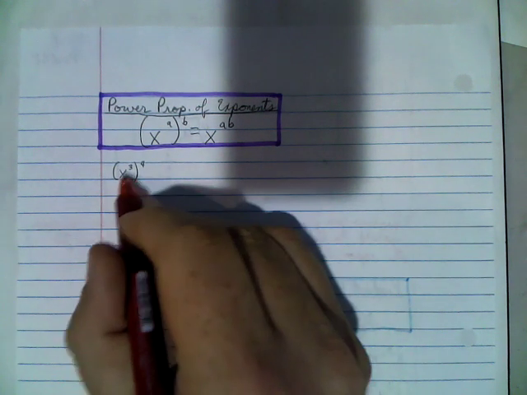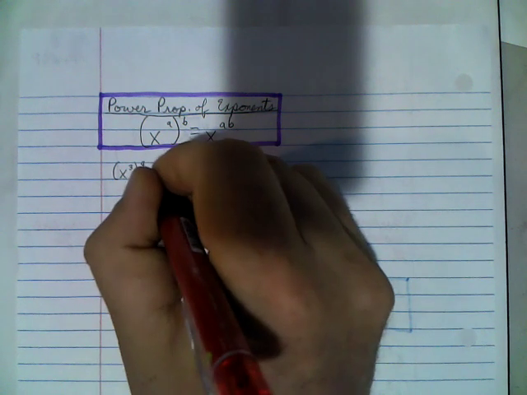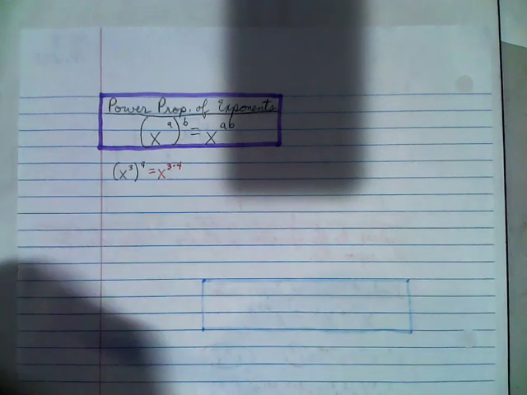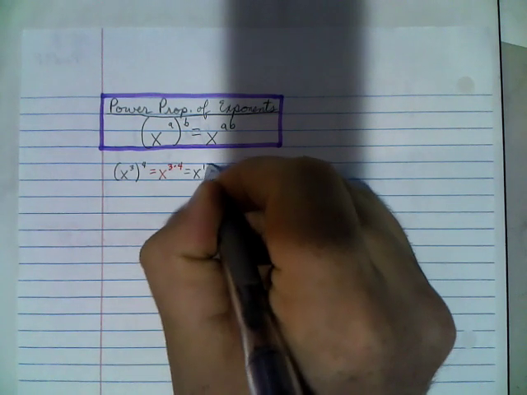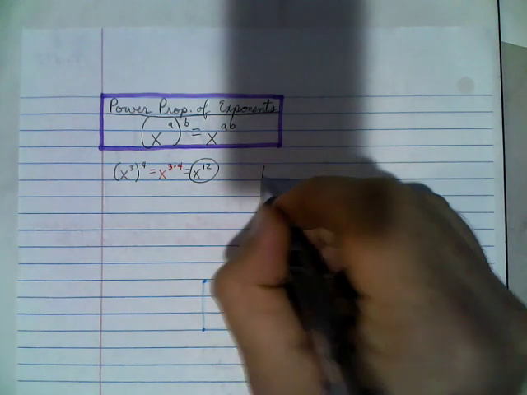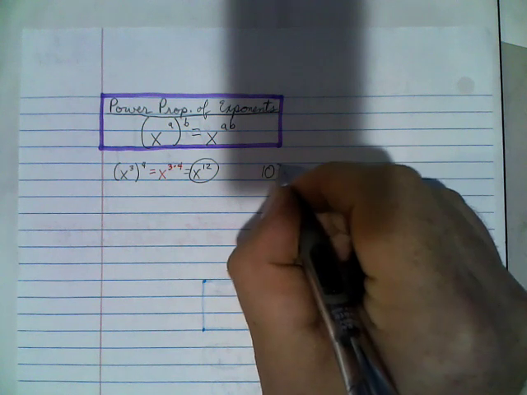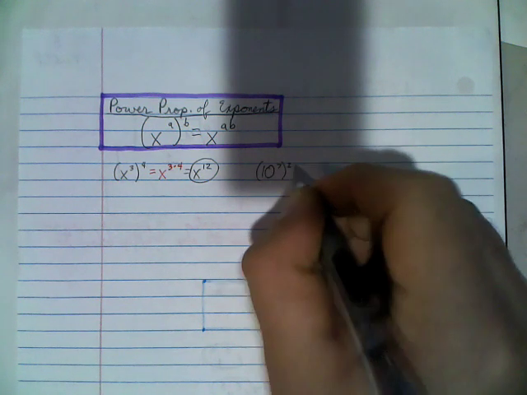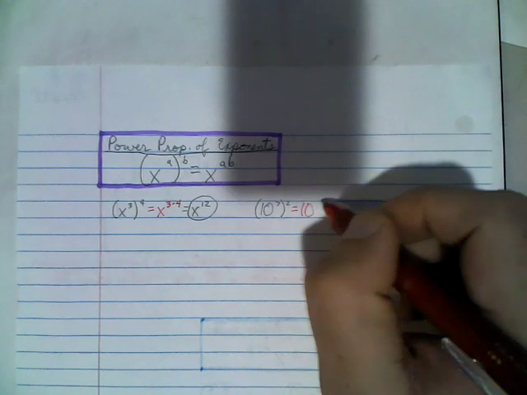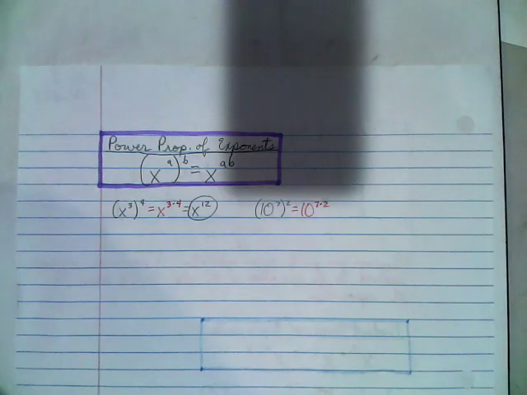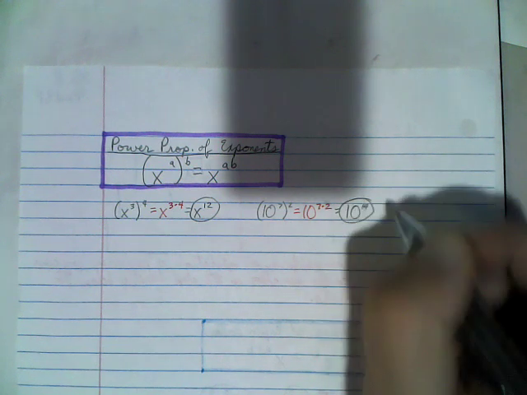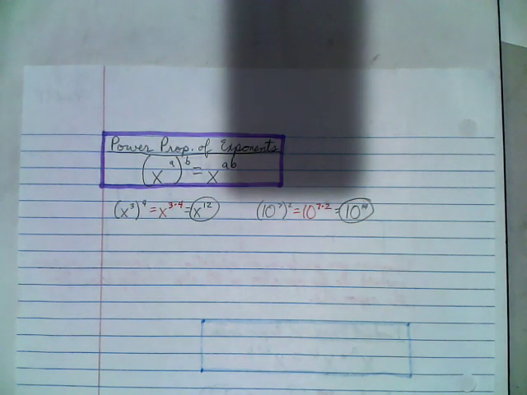So if we try this out here, I'm going to have x to the 3rd power, and then let's raise it to the 4th power. So if we have x to the 3rd power and then we raise it to the 4th power, we should be thinking that this is really x to the power of 3 times 4. And of course, 3 times 4 is 12. If I had 10 to the power of 7, and then we squared it, then we would be thinking here that this is really 10 to the power of 7 times 2, which of course 7 times 2 is 14. 10 to the 14th power.